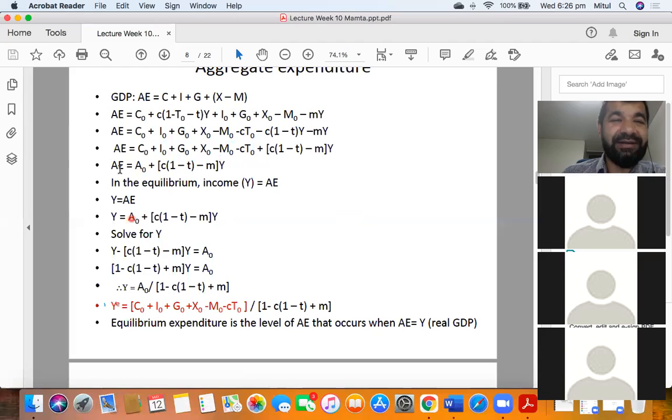Now we say that this AE is equal to A0 plus C into 1 minus T minus M, multiplied by Y. How can you solve for Y? So that's how they get the figure. To solve for Y, they bring Y minus these terms to the other side, changing the sign. Taking Y as common, 1 minus C, these things, Y equal to A0. So Y will be equal to A0 divided by 1 minus C into 1 minus T plus M.